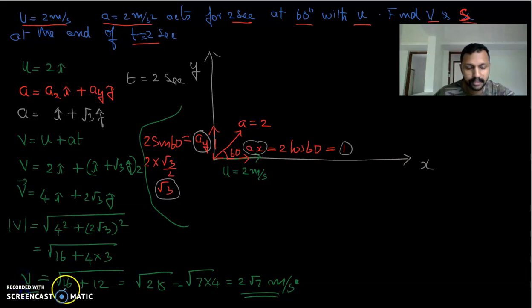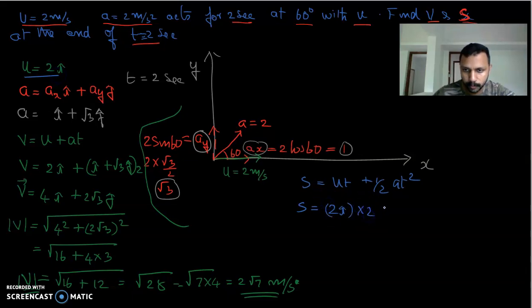Therefore, now we have determined the final velocity's magnitude. Likewise, we could find the displacement also. For finding displacement, we could use S is equal to ut plus half at square. Then S is equal to, what is u? u is 2i cap. Therefore, 2i cap into t, which is 2, plus half a. Acceleration is what? i cap plus root 3 j cap. Therefore, i cap plus root 3 j cap into t square. T square is 2 square, that is 4.